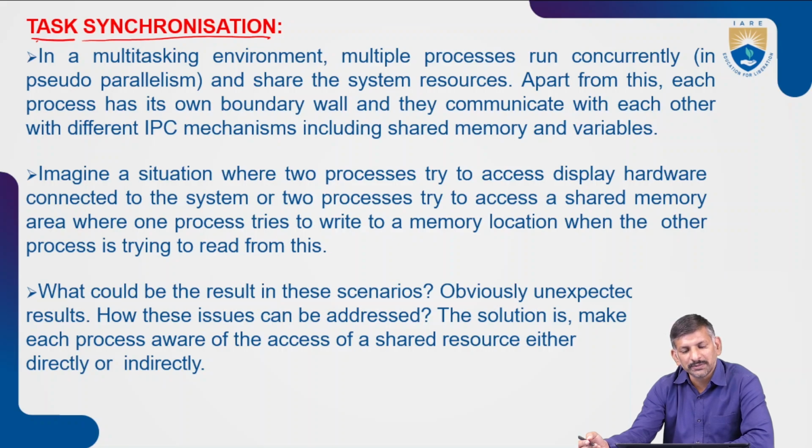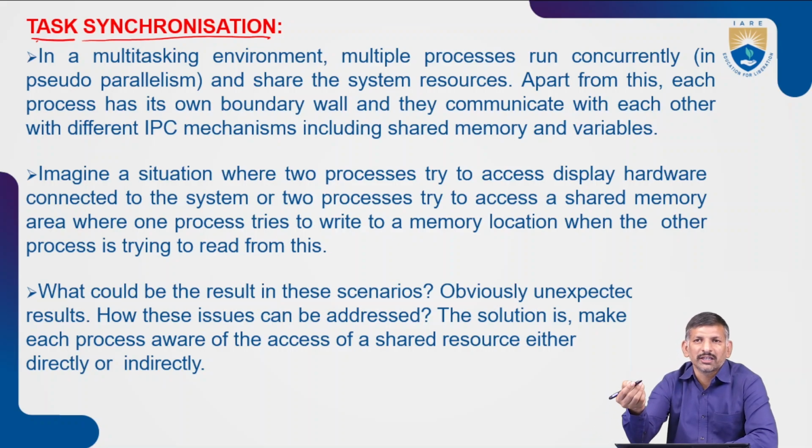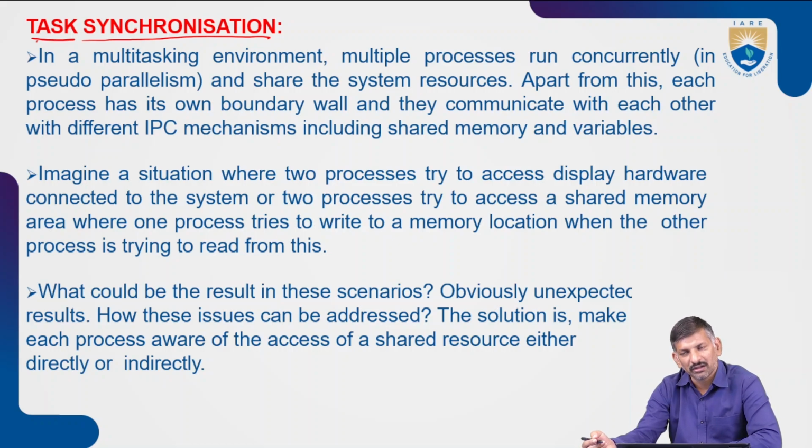Apart from this, each process has its own boundary wall, and they communicate with each other with different inter-process communication methods, including shared memory, message passing, or remote procedure call; any one of them can be used for sharing the information. Imagine a situation when two processes try to access the display hardware connected to the system, or two processes are trying to access a shared memory area. When one process wants to write the data, another process wants to read the data from the same memory location. So what could be the result in these scenarios? Obviously, we are getting unexpected results.